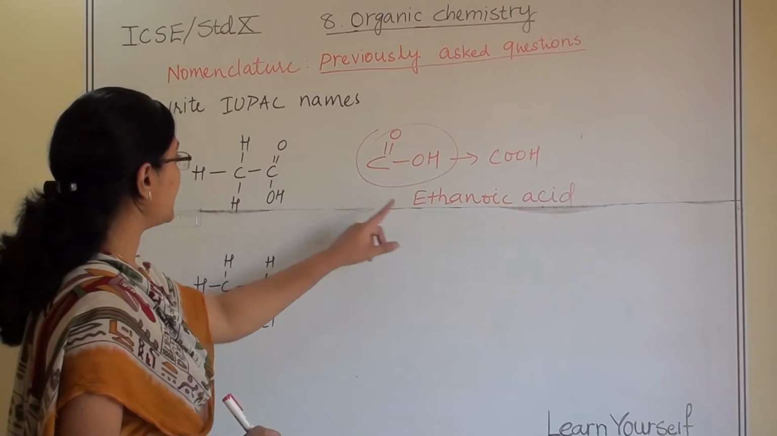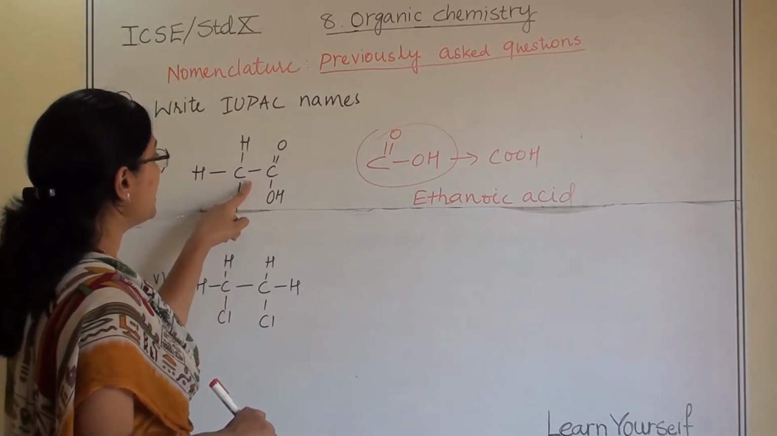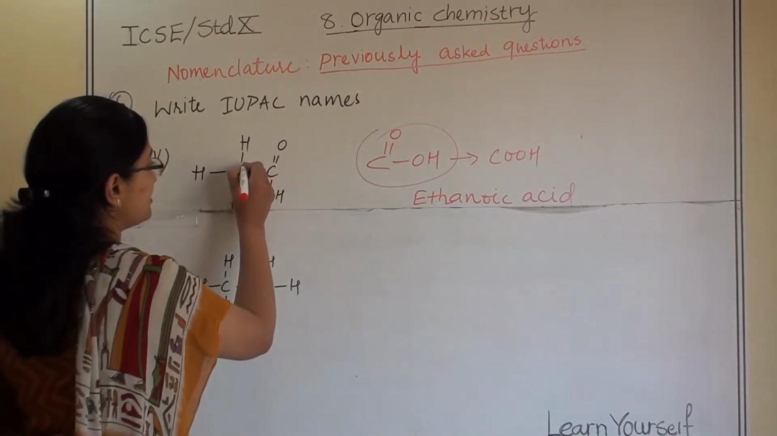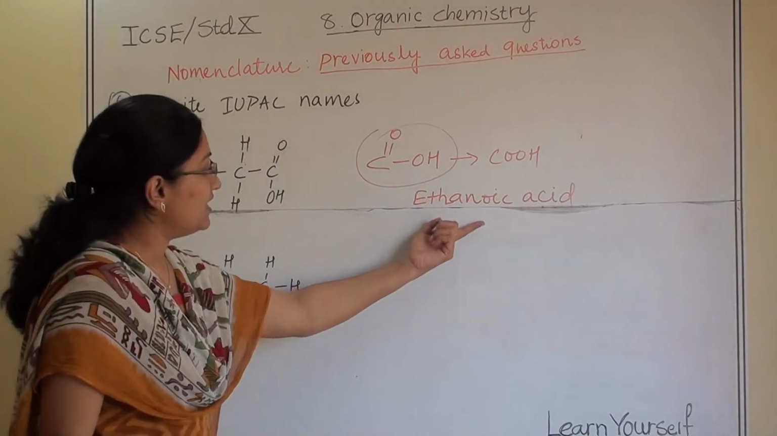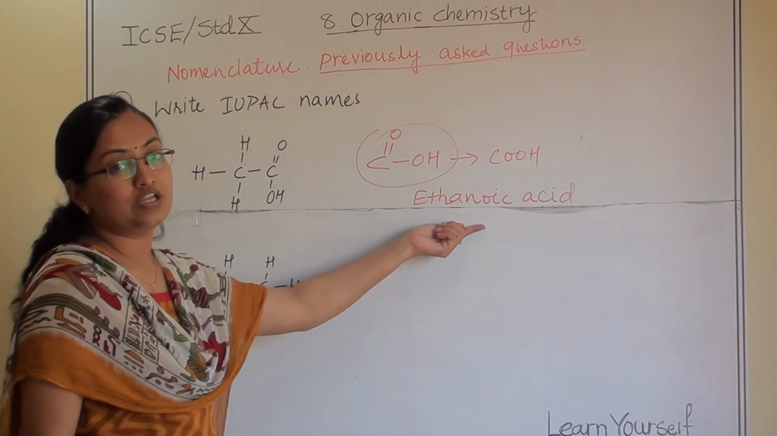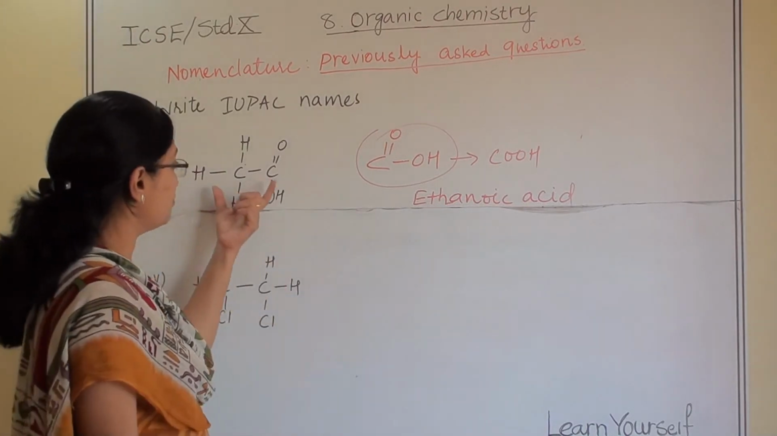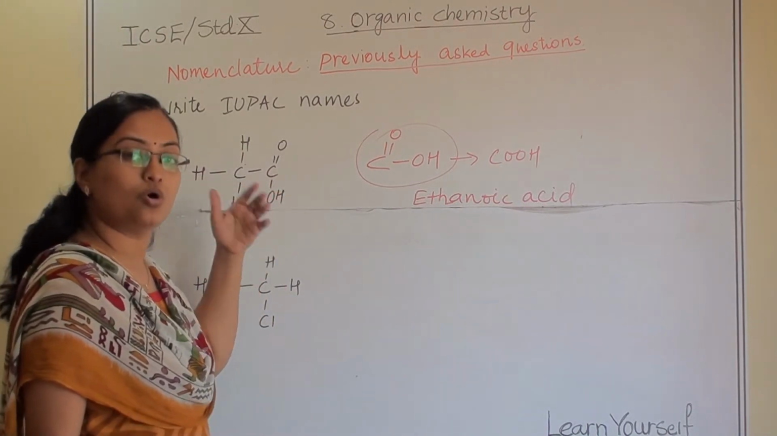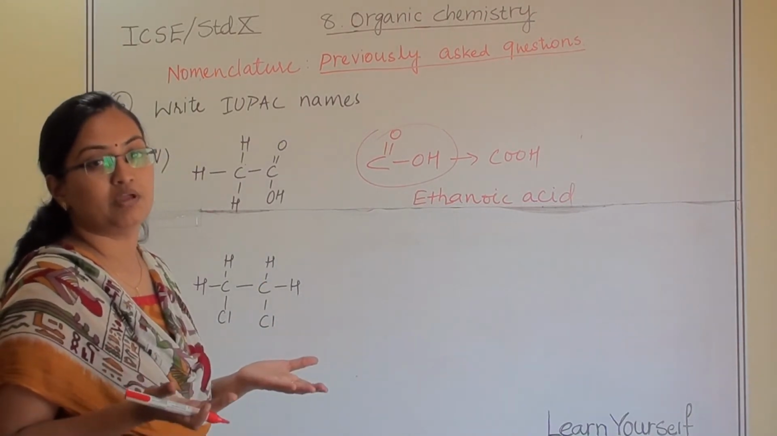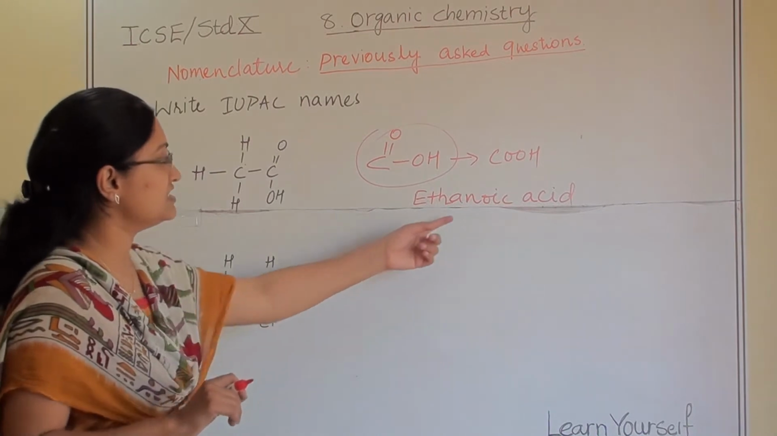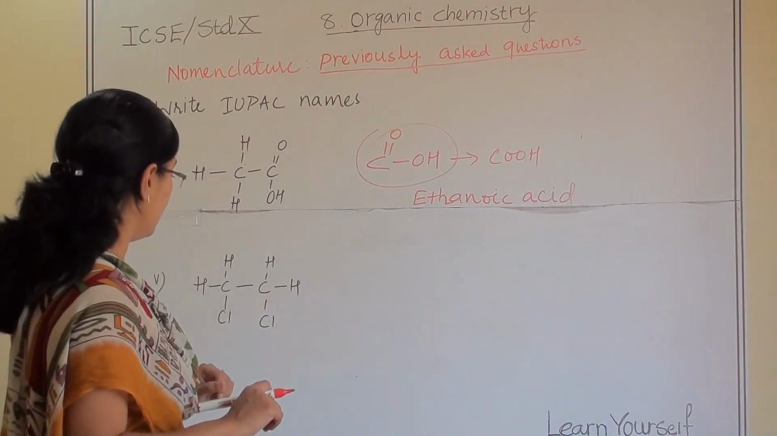Now we have to write where this group is attached. So this group is attached at one carbon atom. Whenever it is ethanoic acid, there is no need to give a number because it has only 2 carbon atoms and the group is always going to attach to the one remaining carbon atom. So it is ethanoic acid.